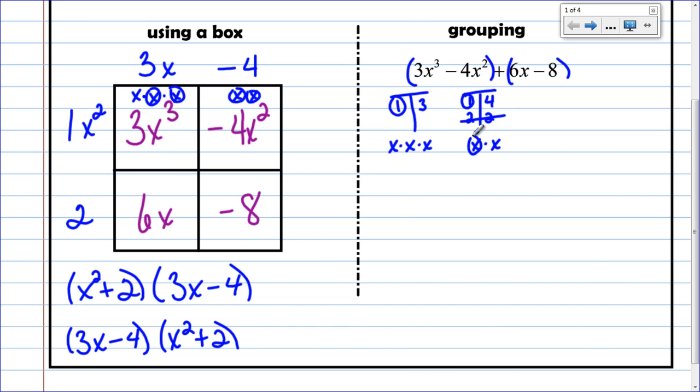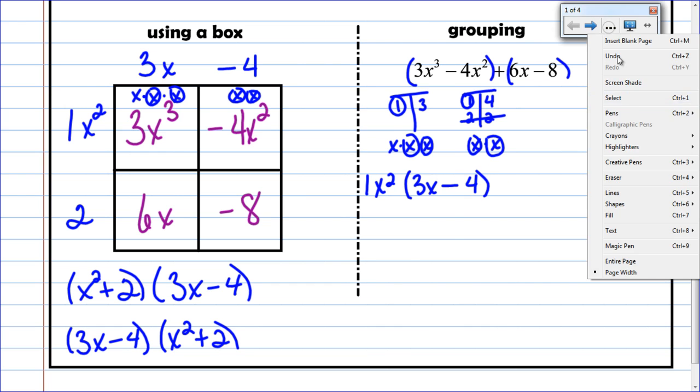And then I'll circle x's till I can't circle anymore. So I have two x's in common. What they have in common is a 1 and an x squared. Then in parentheses, I will put what's left. There was a 3 and an x left here. There's a minus sign, so I'm going to put minus, and there was a 4 left here. We're done with that one.